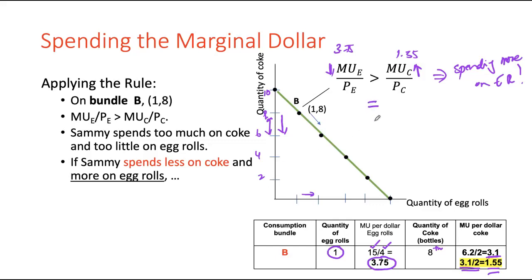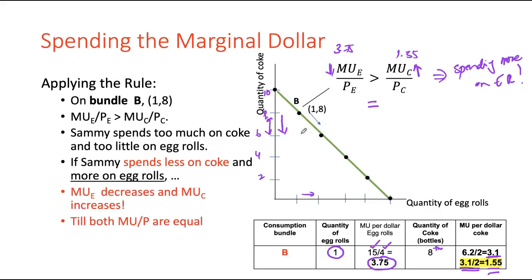At equality, there is no incentive for you to spend more money on egg rolls. Neither is there any incentive for you to spend less money on Coke. So once we have reached that equality, there is no incentive to change your behavior. As long as there is an inequality, you will keep on changing your behavior. In this case, you're consuming more egg rolls and less Coke.